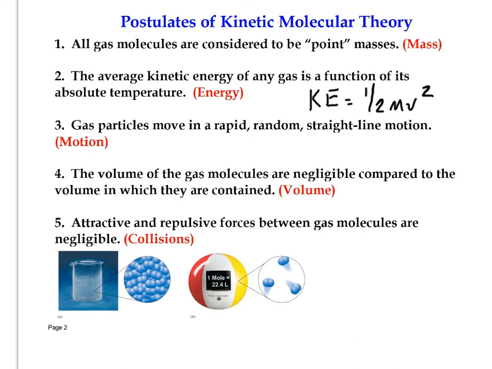The third one says that gas particles move in rapid, random, straight line motion, and I think this is one that you can understand intuitively. You know that gases have the most energy out of all the three states of matter, and that they move at the fastest rate because they have a higher degree of disorder or randomness. That is what I call the motion postulate of the kinetic molecular theory.